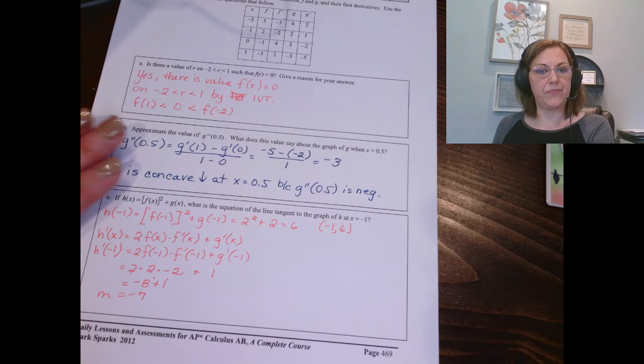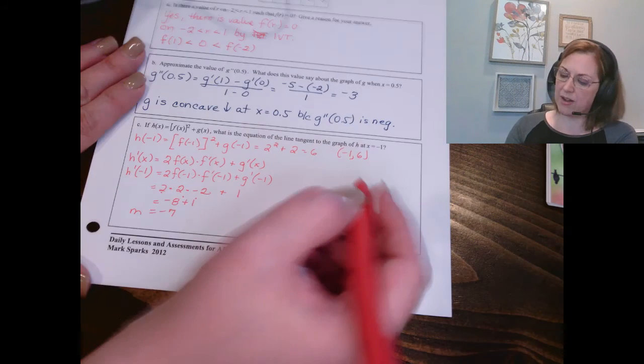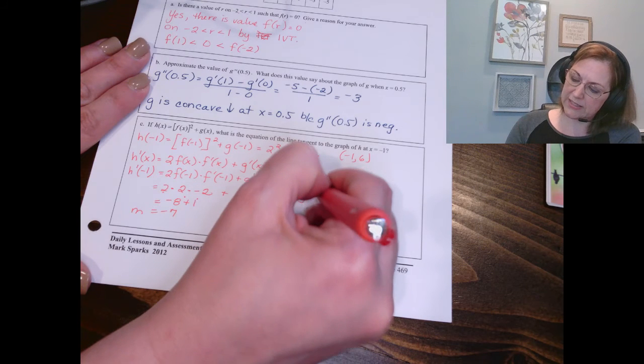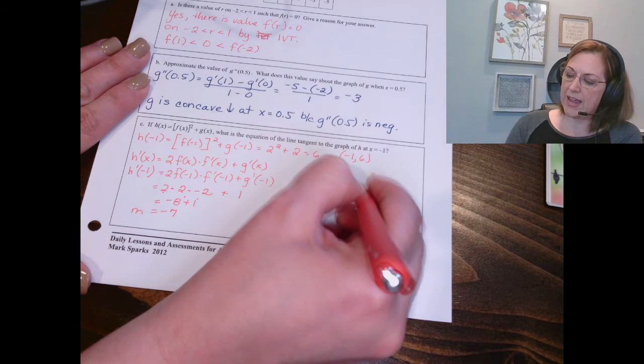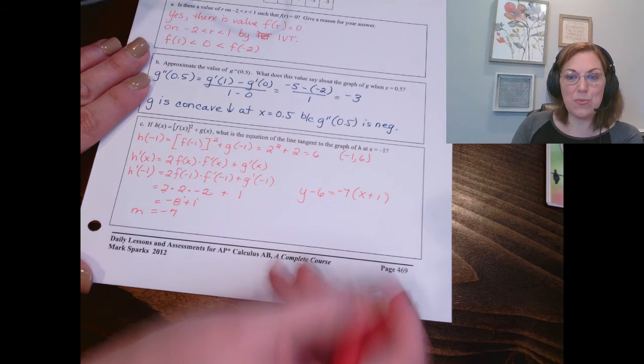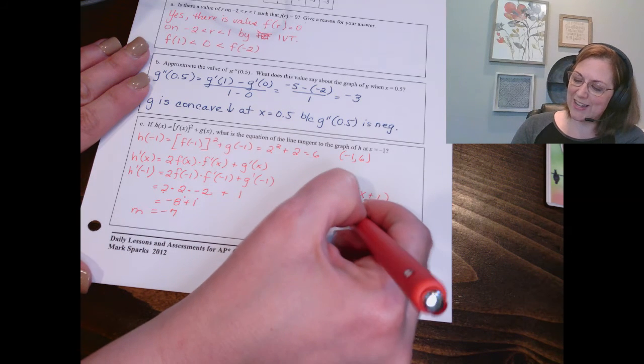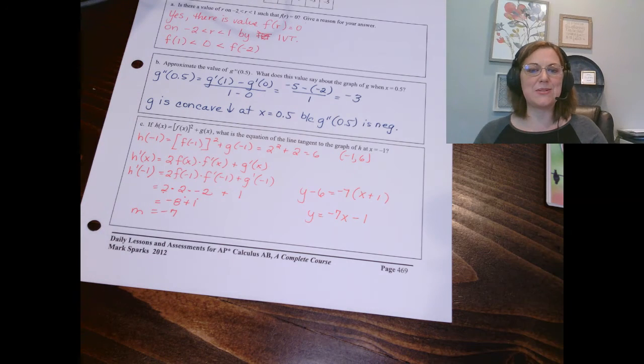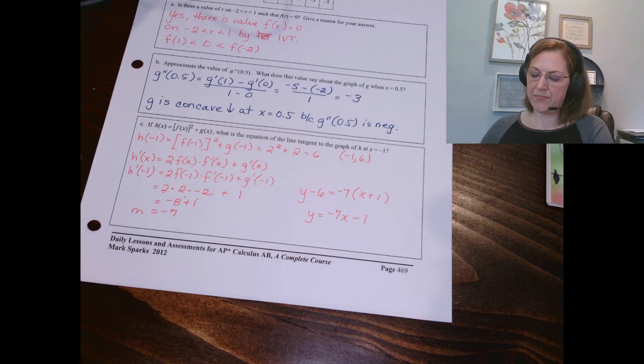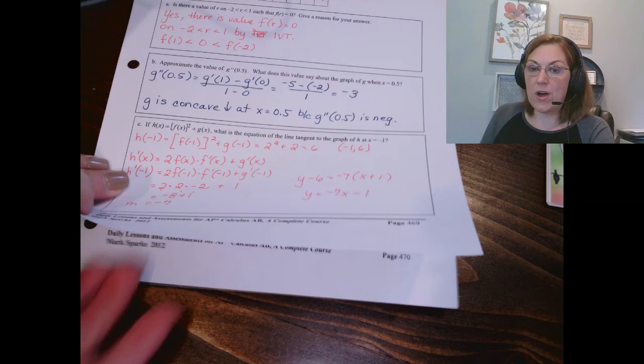That's my slope. So now I can write the equation of my line. y minus 6 equals -7 times (x plus 1). For my slope-intercept people who want to get it into that nice form, you would get y equals -7x minus 1.